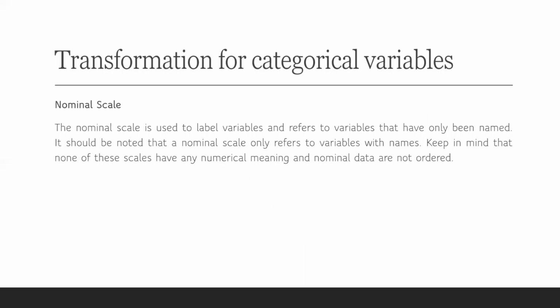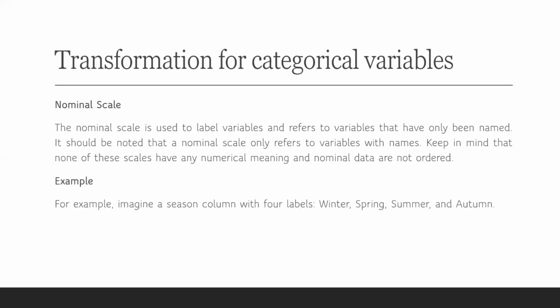It should be noted that a nominal scale only refers to variables with names. Keep in mind that none of these scales have any numerical meaning and nominal data are not ordered. Let's see an example. Imagine a season column with four variables or labels: winter, spring, summer, and autumn. So this example is of nominal scale as we don't see an order in all of these seasons.